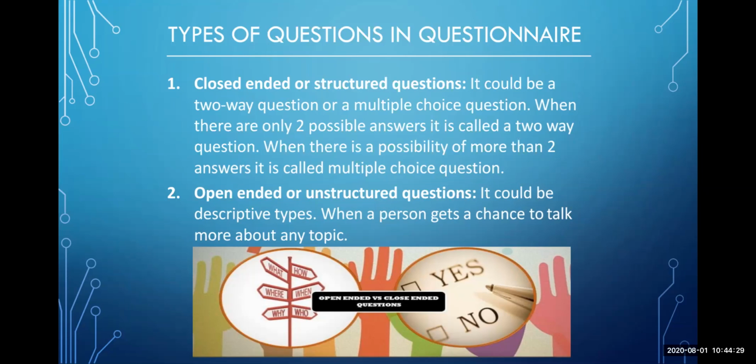And when we talk about open-ended, it could be descriptive type. So the person gets a chance to talk more about a topic, like, for example, if the question is asked, why do you like XYZ product? The reason is descriptive. There cannot be any option. So that is an open-ended question. But here the problem is it is very difficult to evaluate and analyze in the case of open-ended questions.